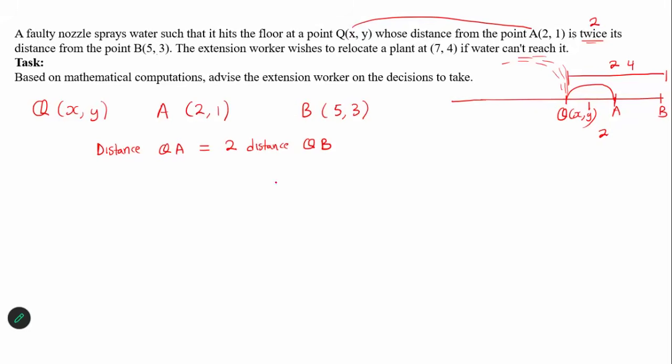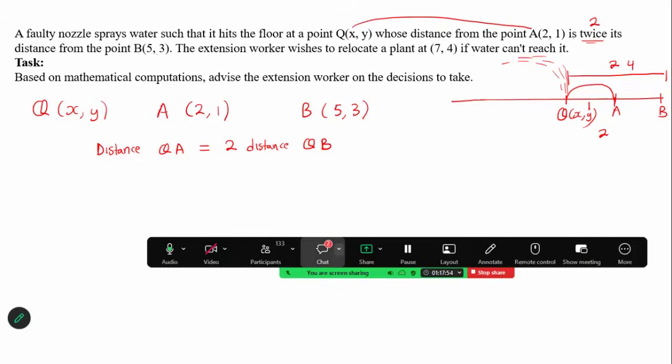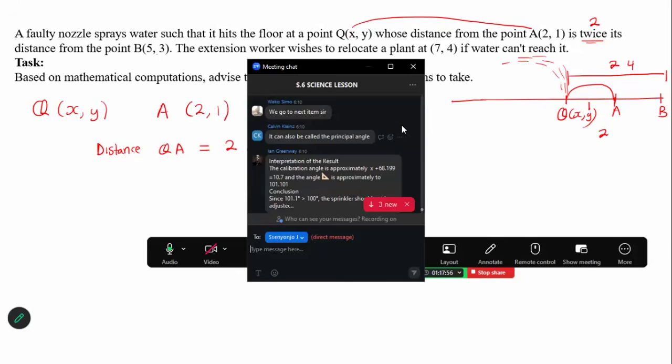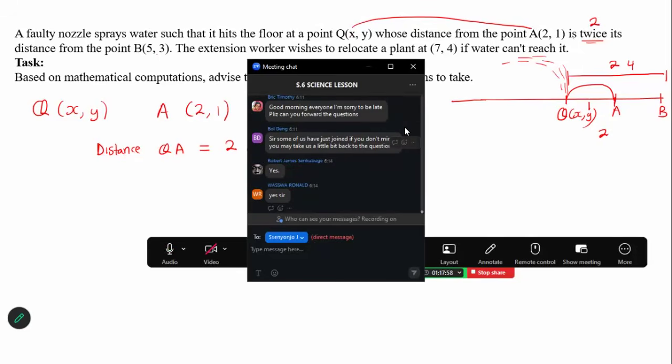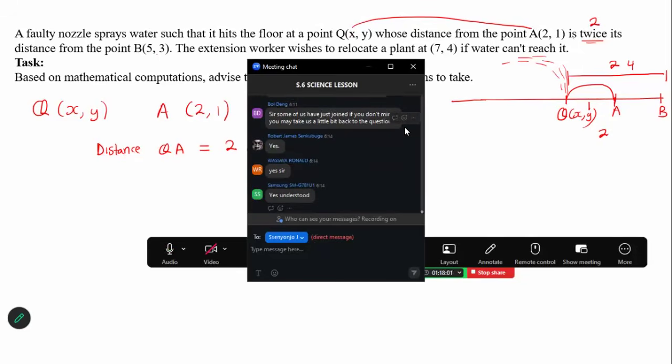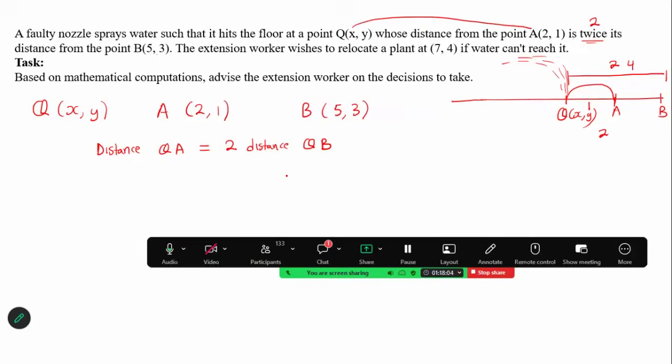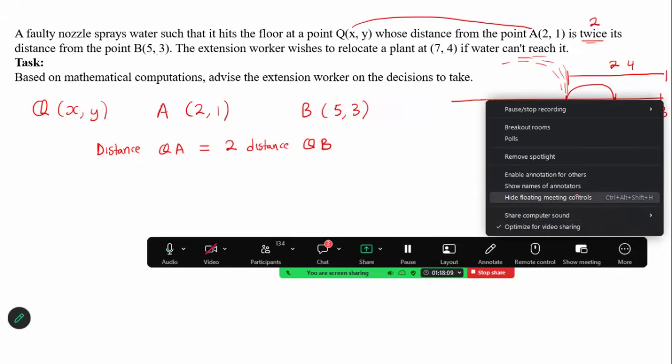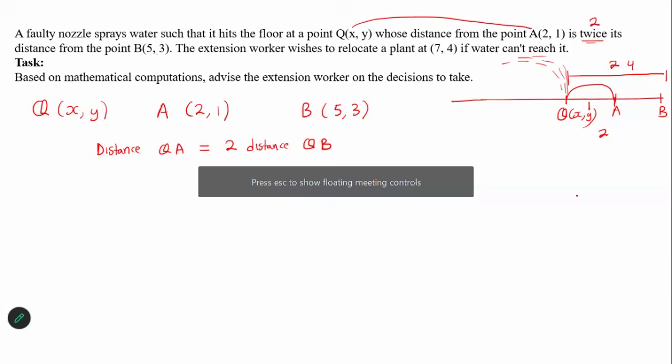Members, let me know through the chat whether you have understood that the distance QA is twice the distance QB. Let me know through the chat whether we are on the same page with that. Yes, understood. Okay, very good. Members are on the same page. Why? Because now here indirectly, members, there is a concept of coordinate geometry we are bringing in.